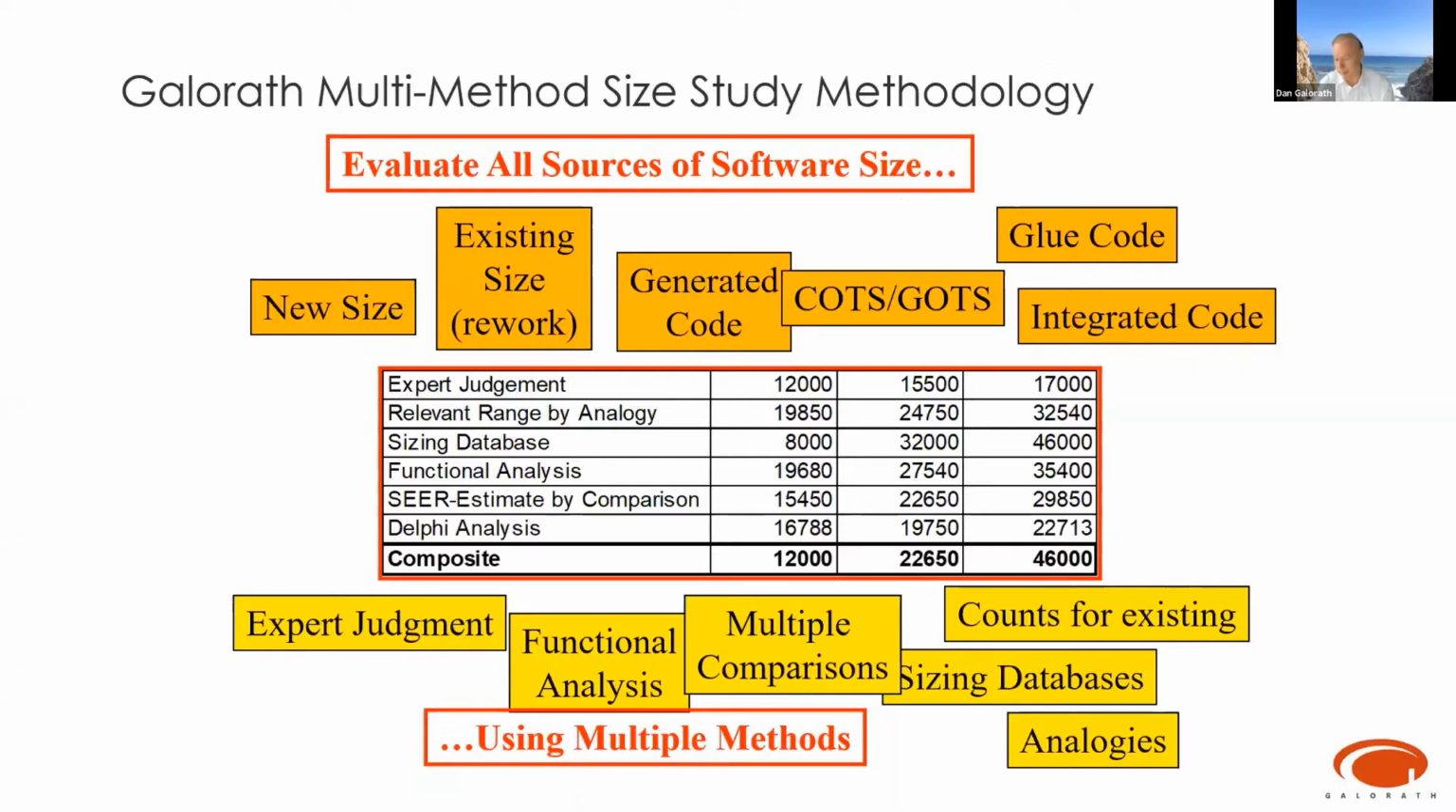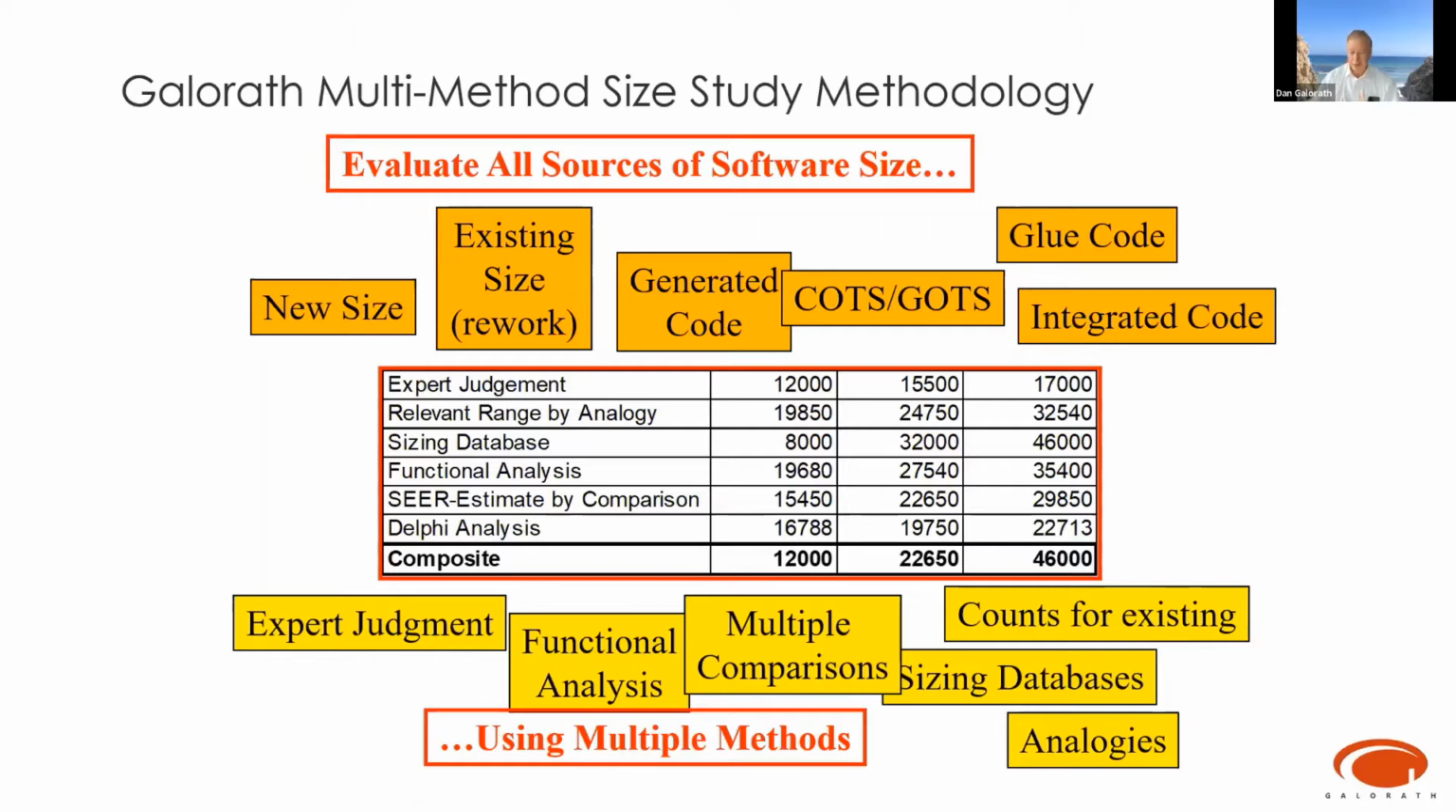Least, likely and most. Now there's a whole trick to asking people about estimating lines of code I'll talk about in a minute. Then we did relevant range by analogy, analogous programs. And again, best case, likely case, worst case. Then sizing database. I love hearing so many people talking about sizing databases today because I believe they're critical. And a functional analysis converted perhaps. SEER estimate by comparison, which is a relative size. Some of you may be familiar with it. It also uses similar approaches to what Tom Saaty did, AHP.